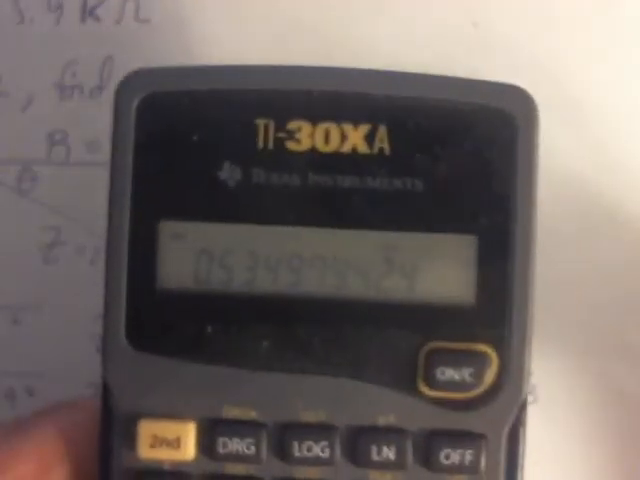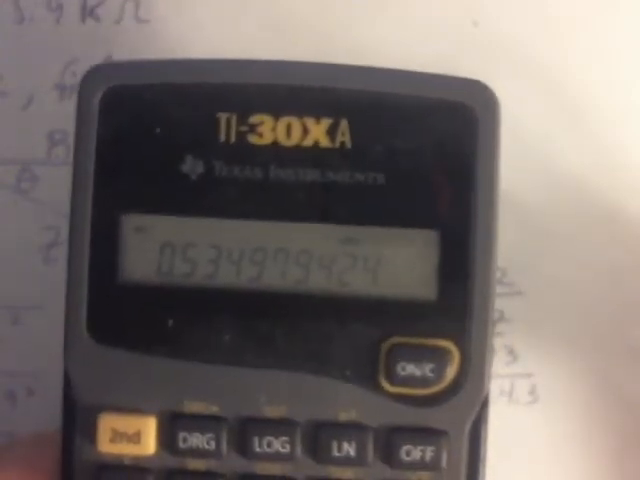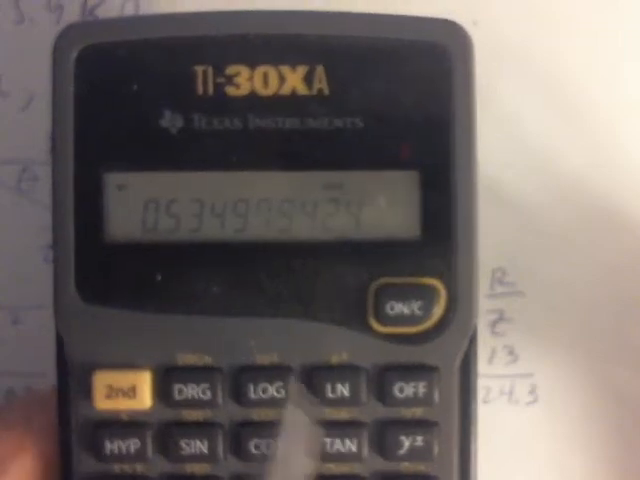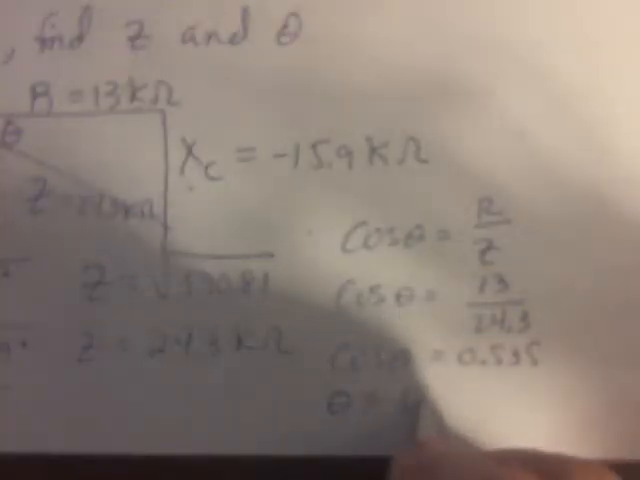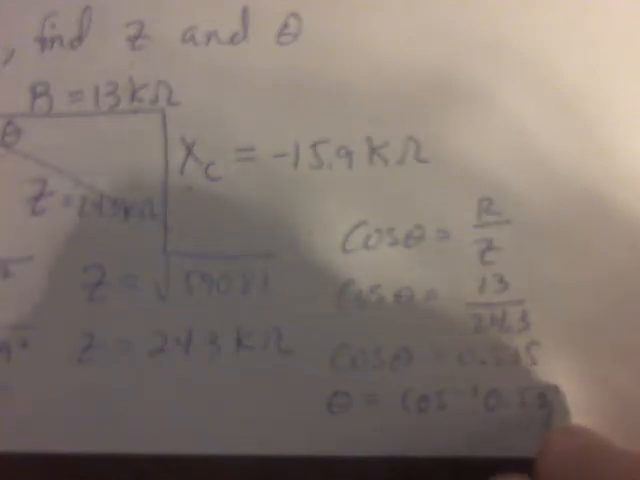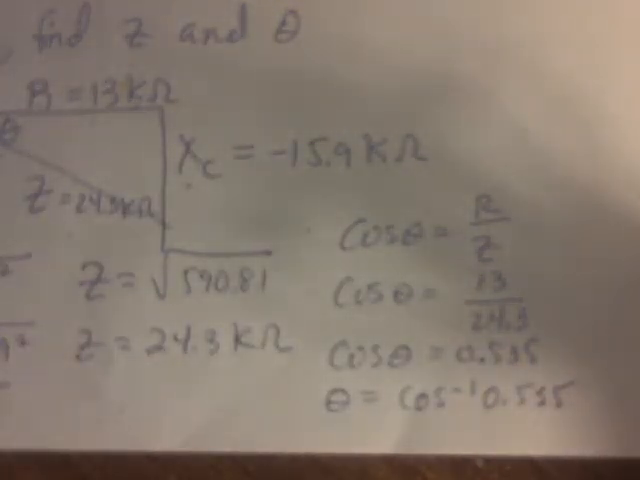and I get 0.53497. So I like to keep my trig ratios rounded to 4 decimal places, but in this case, if I round the 9, that actually makes it 0, so I'm going to go to 0.535. So cosine of theta is 0.535, so theta is cosine inverse of 0.535, which is roughly 57.657. So I'll say 57.